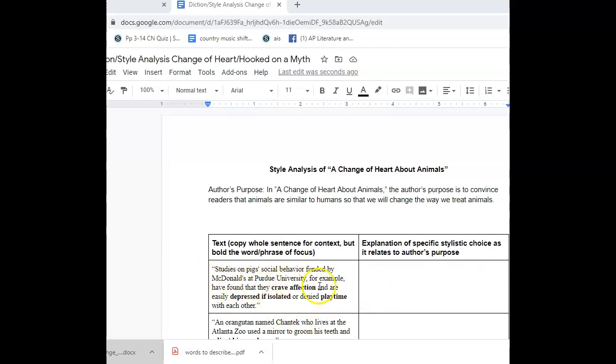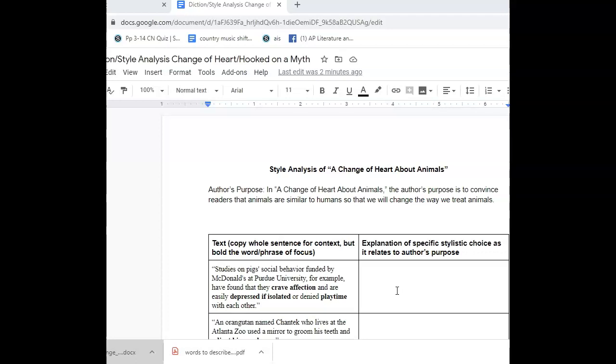Studies on pigs' social behavior funded by McDonald's at Purdue University, for example, have found that they crave affection and are easily depressed if isolated or denied playtime with each other. So you see the words in bold are the words that I want to focus on. Even though this is a scientifically based article and he mentions many research elements, he also uses a lot of loaded language because he wants us to make the connection that animals are very much like humans.